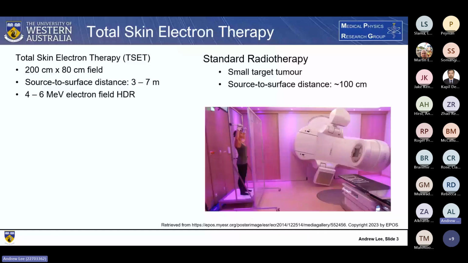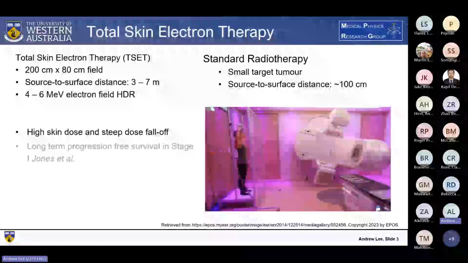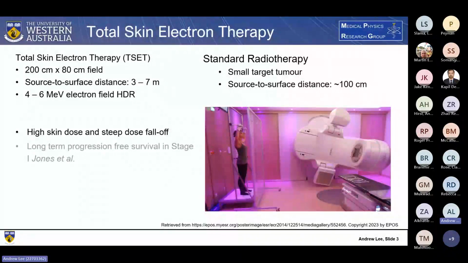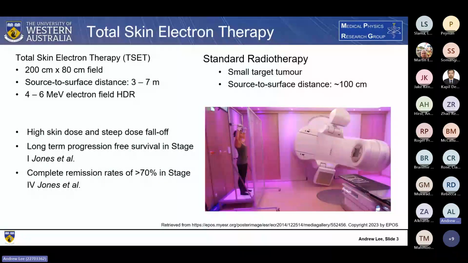This treatment offers quite high skin dose and steep dose fall off, since the penetration of electrons, of course, is quite small, so you get high surface dose. You have good long-term progression-free survival for early stages, as well as complete remission rates, which are very high in stage 4. Now, note for any treatment of mycosis fungoides, this is still palliative care and not curative. But total skin electron therapy can improve patient quality of life significantly. And it's also repeatable, allowing for multiple courses without too much toxicity.